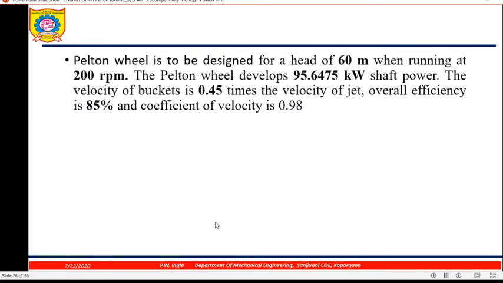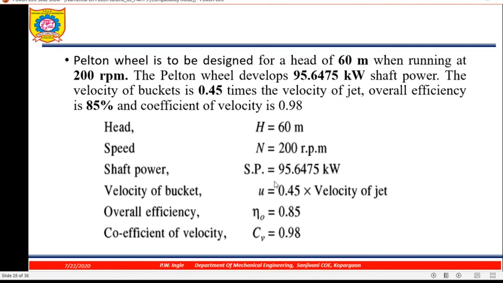Now a Pelton wheel is to be designed for a head of 60 meter when running at 200 rpm. The Pelton wheel develops 95.6475 kilowatt shaft power. The velocity of bucket is 0.45 times the velocity of jet, and overall efficiency is 85%. Coefficient of velocity is 0.98. So we have to design what? A Pelton turbine.